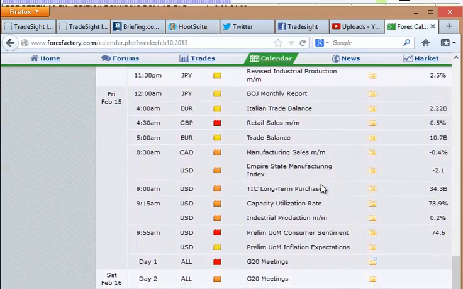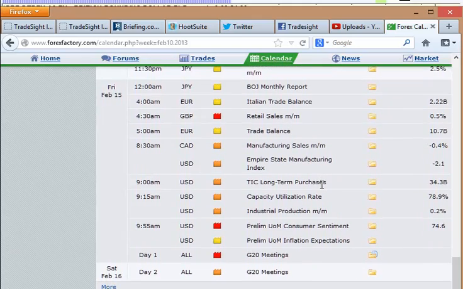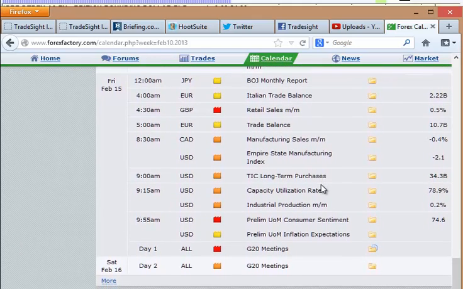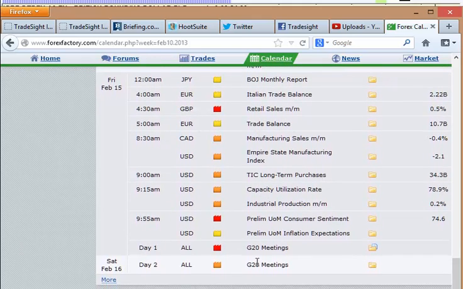And then here you can see what Friday looks like. Italian trade balance, retail sales out of the UK, trade balance out of the broad European group, manufacturing sales out of Canada, capacity utilization, industrial production, and preliminary University of Michigan consumer data on Friday morning. And then the G20 meetings begin.